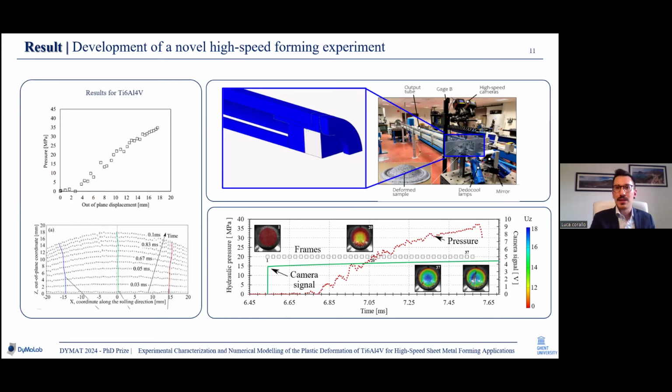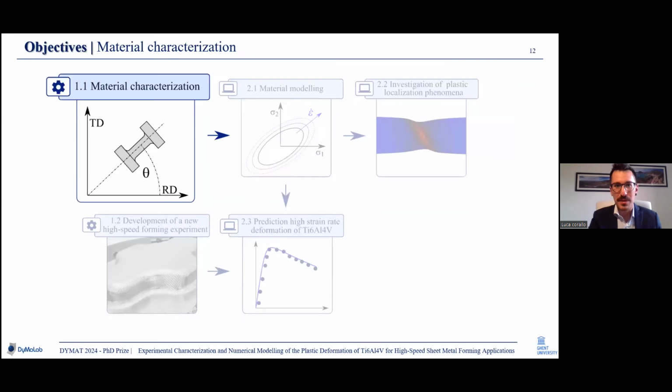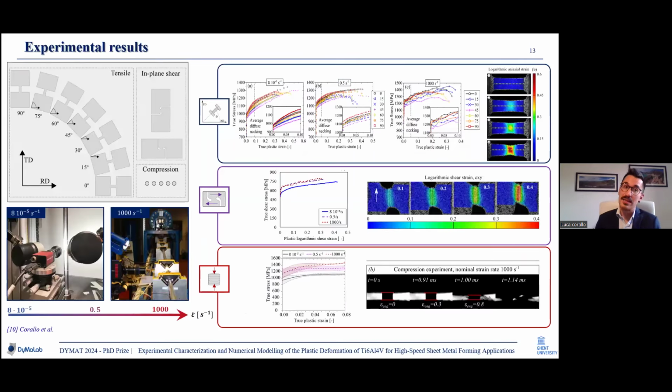So once I finished the development of my setup, and I was, let's say, very happy with that, I could focus on the material characterization. I performed experiments for different stress states: tensile along different directions in the plane of the sheet, in-plane shear experiments, and compression tests, for 3 different strain rates, from the quasi-static to the dynamic loading regime.